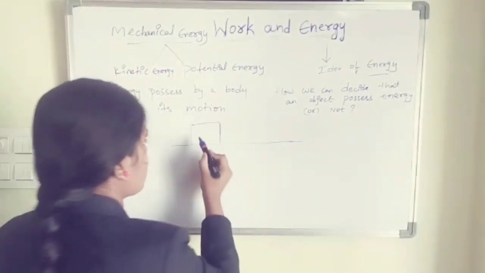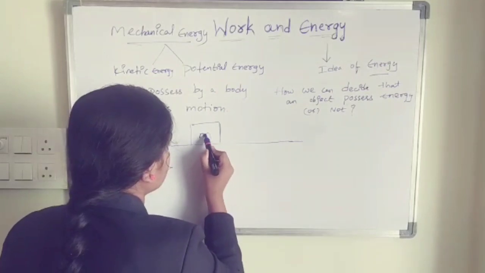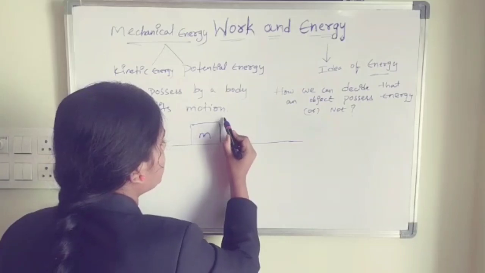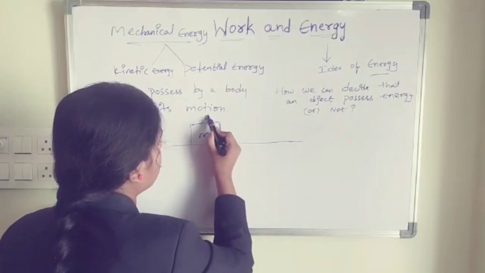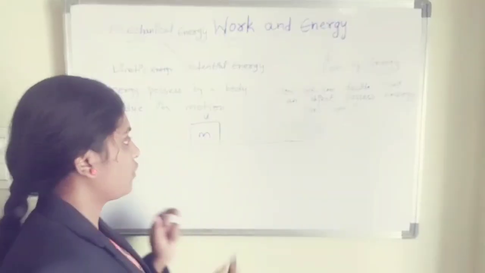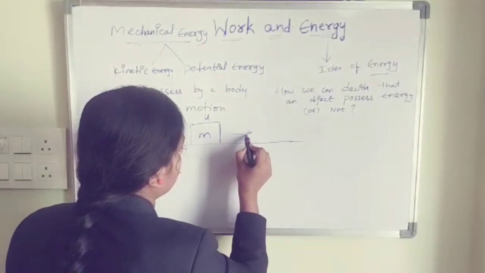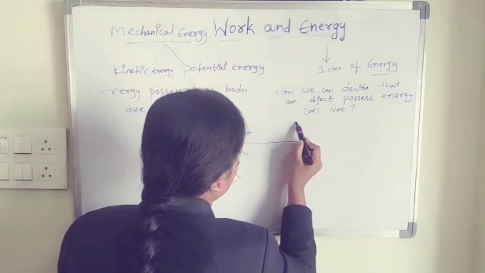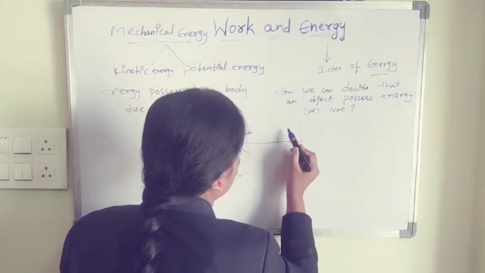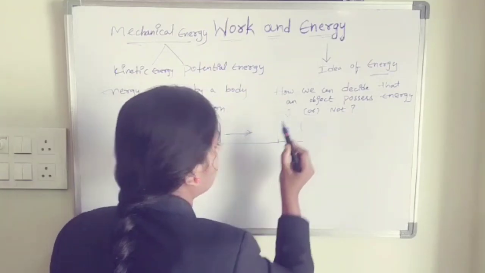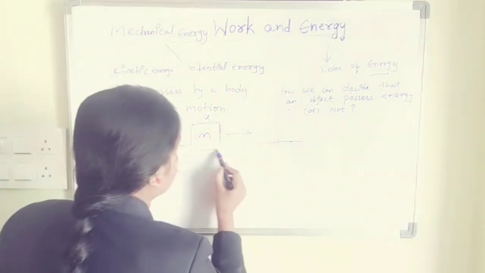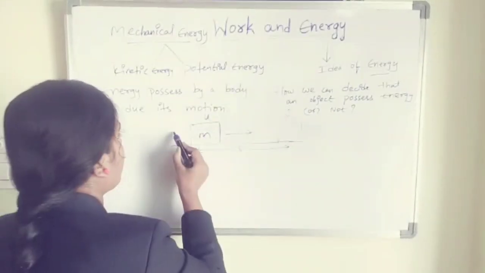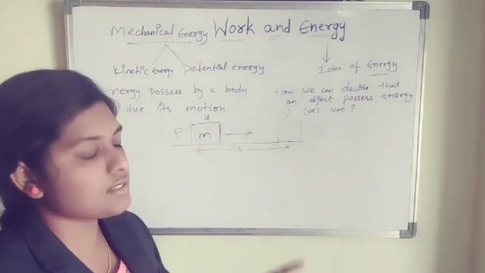A body with mass m, starting with initial velocity u in this direction, moves to another location with final velocity v and displacement s. Some force is applied on it.